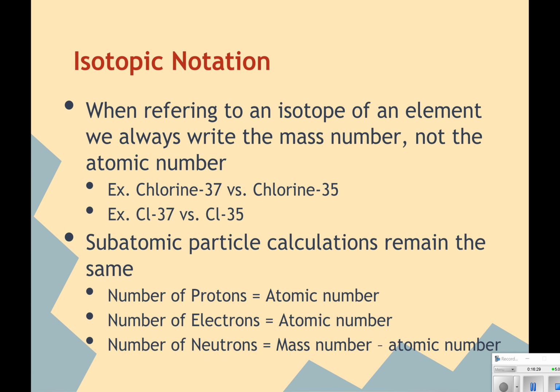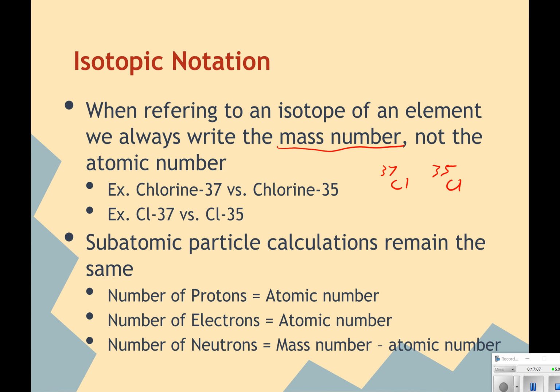Now, isotopic notation, we're always going to write the mass number, which is going to refer to the specific isotope of that element that we're talking about. We don't write the atomic number. So we want to write chlorine 37 versus chlorine 35. And we can write that with just the symbol. And you can also see that sometimes just like this, where we have the mass number written, where the atomic mass normally goes. So you'll see it several different ways. But when you see the mass number there, it's referring to a specific isotope.